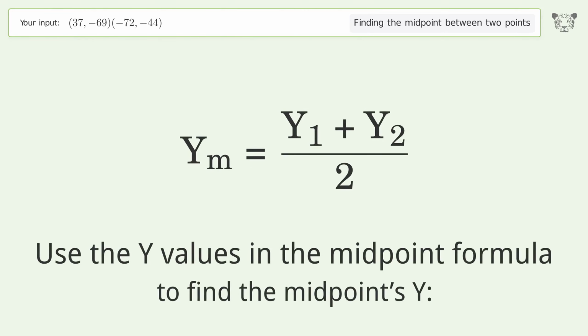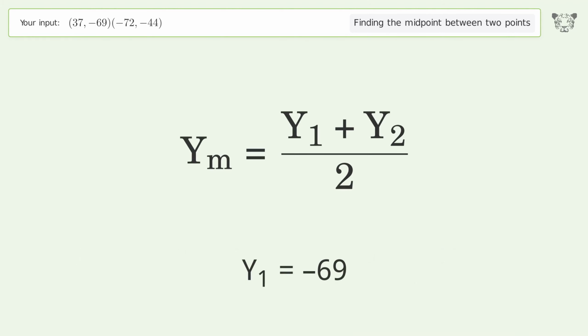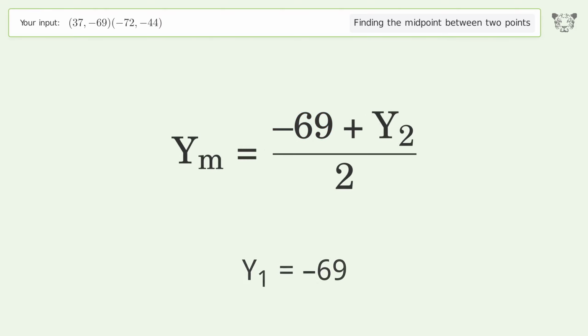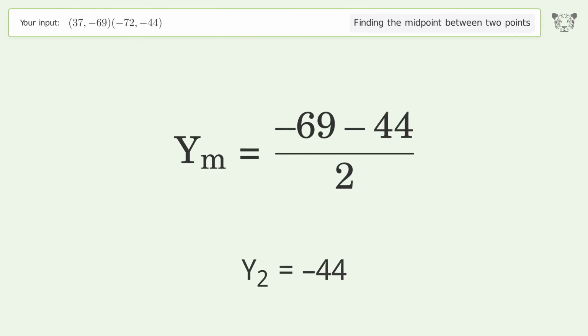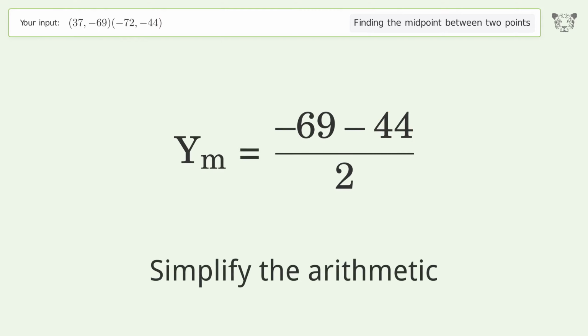Use the y values in the midpoint formula to find the midpoint's y. y1 equals -69. y2 equals -44. Simplify the arithmetic.